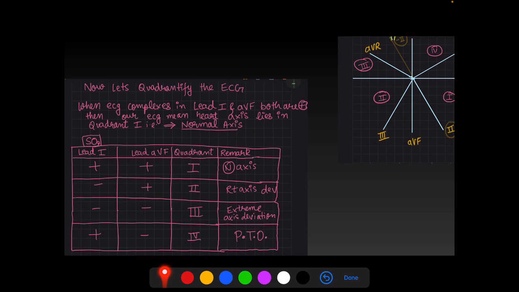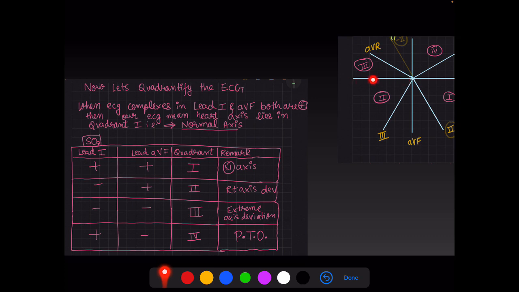So now let's quadrantify our ECG. If in any ECG lead 1 is positive and lead AVF is also positive, this is the territory of the heart, so it is a normal axis. If lead 1 is negative and lead AVF is positive, we are moving greater than plus 90, so this will be right axis deviation.